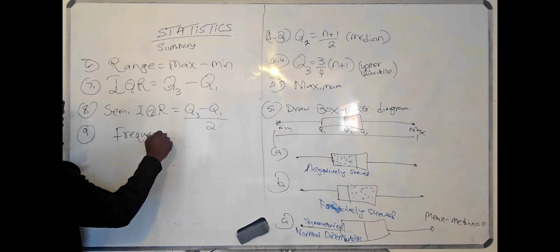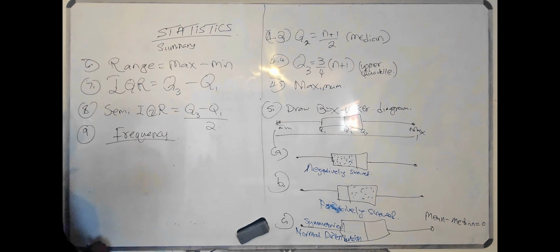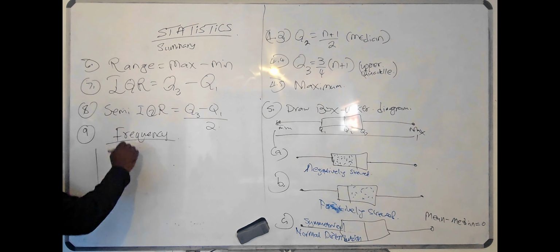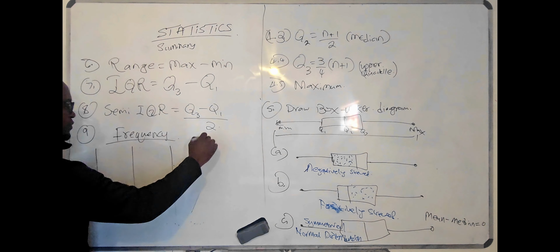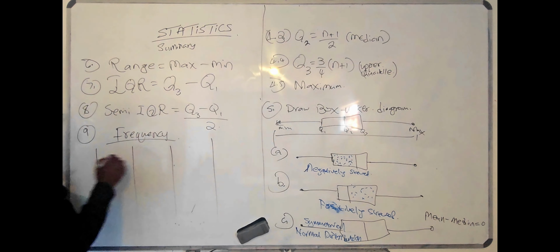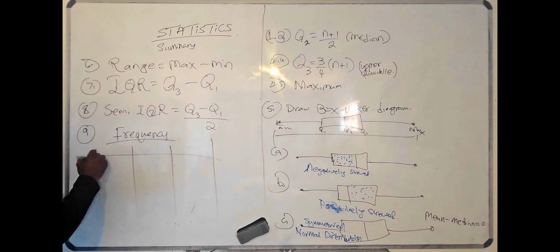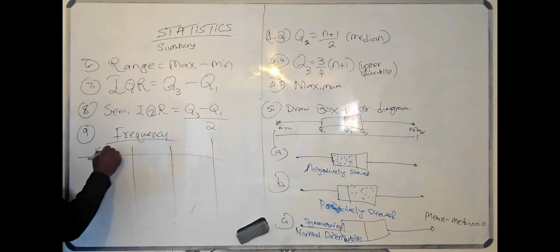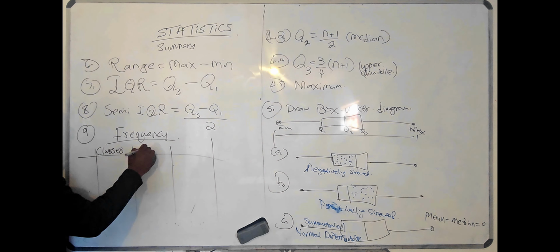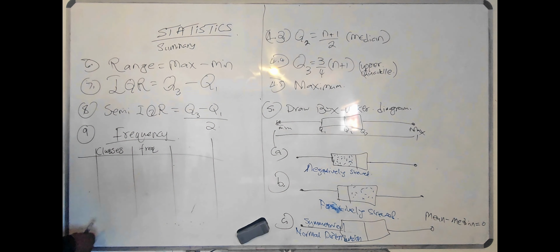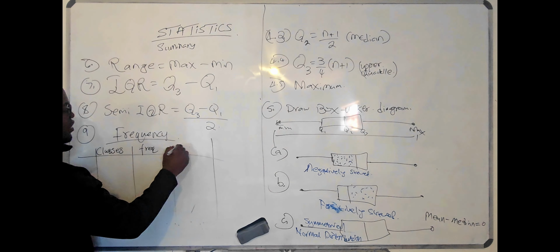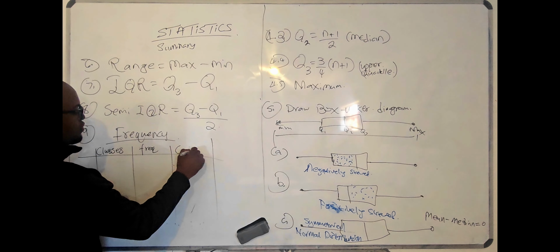I think this is what is left on our summary. Frequency. We're going to be given classes. You've got classes here, then you've got the frequency here, and then you're going to have cumulative frequency.